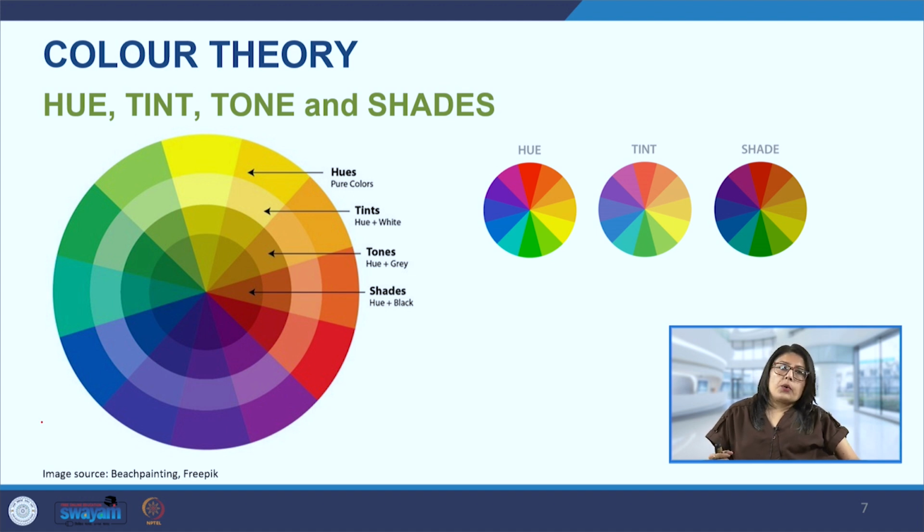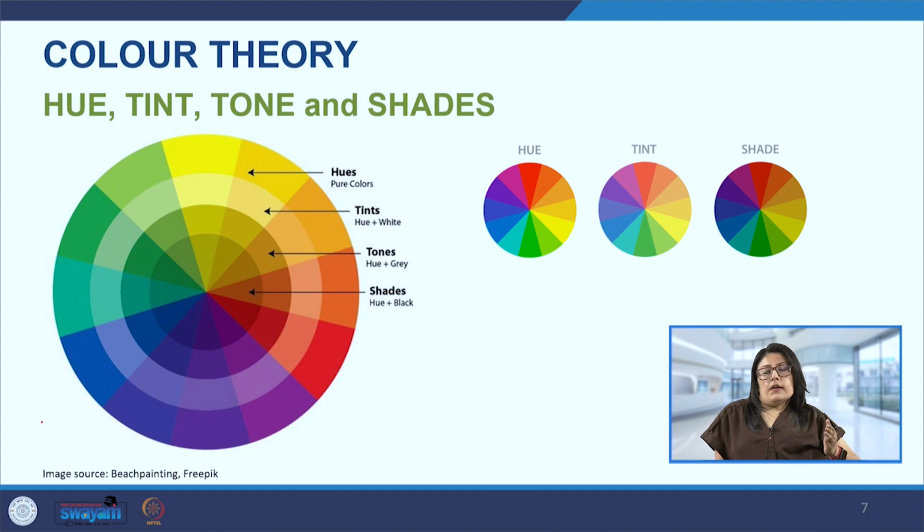Then tint is when we add white to a particular hue. So if I take red and add a little bit of white to it, it will become a little bit lighter. The saturation will decrease. It will not be as vibrant as the pure hue. And if I keep on adding white to the new tint that I have, it will finally lead me to the color white.